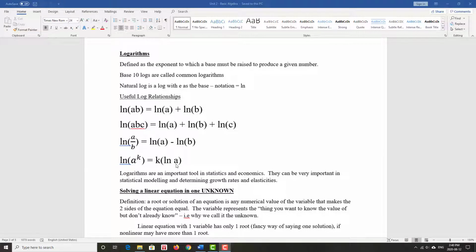Now, we built up, there's an exponent. I want to solve for the exponent. How do I get the exponent down here so I can work with it? Natural logarithms.